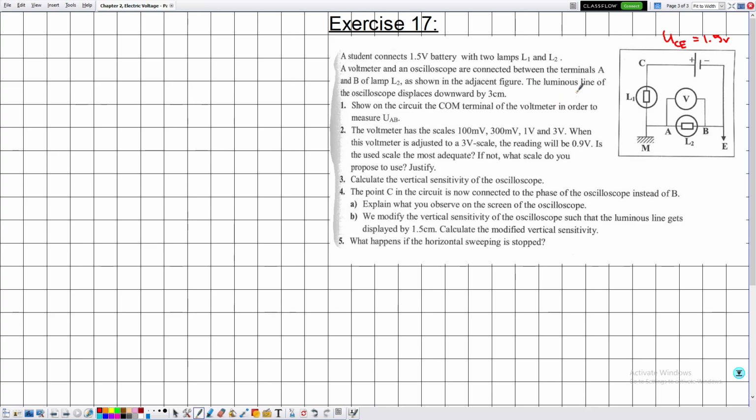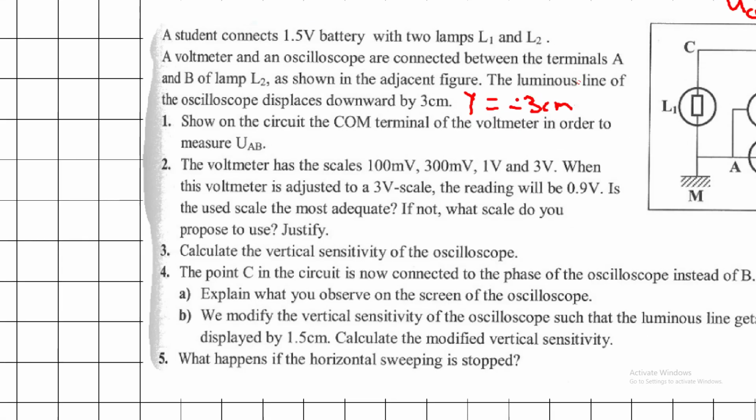The luminous line of the oscilloscope displaces downward by 3 cm, so Y is equal to -3 cm. The minus sign corresponds to the downward displacement.